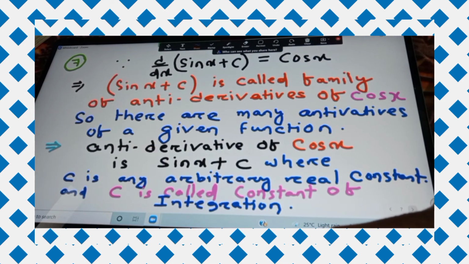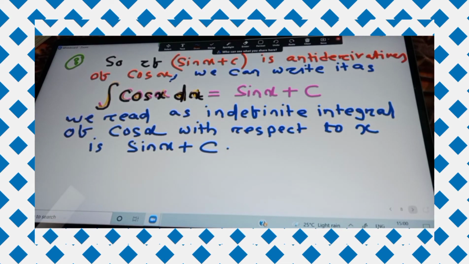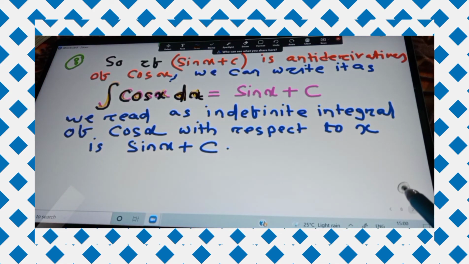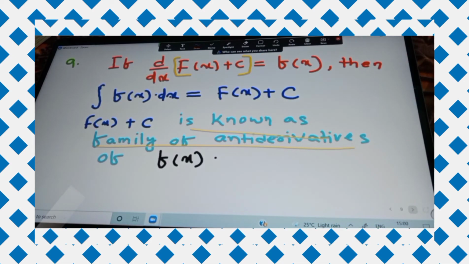Here you see, derivative of sin x plus c is cos x, and sin x plus c is also known as an antiderivative of cos x, and c is the constant of integration. So a function has infinite number of antiderivatives. How to write: integration of cos x dx is equal to sin x plus c. How to read: integral of cos x with respect to x is sin x plus c. Derivative of capital F x plus c is equal to small f x. So integration of f x dx is equal to capital F x plus c, and capital F x plus c is known as the family of antiderivatives of the function small f x.